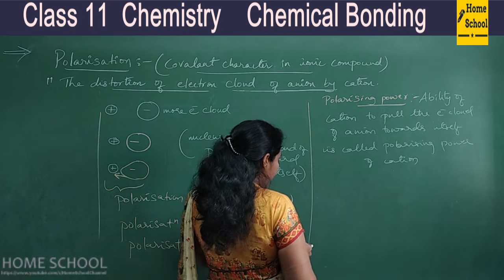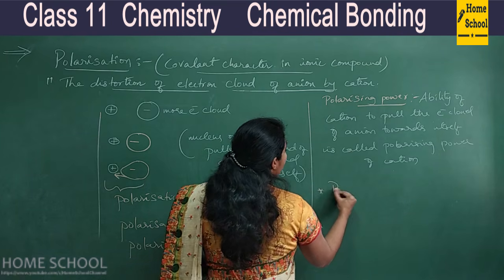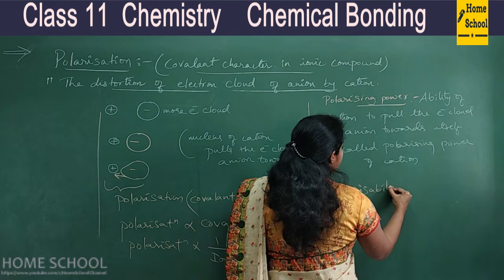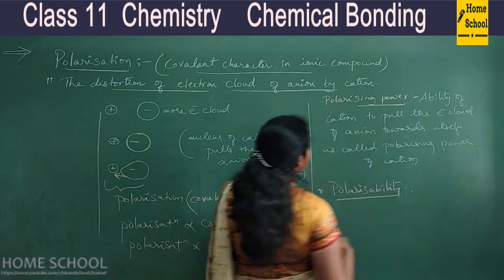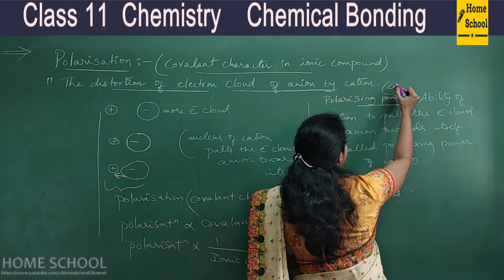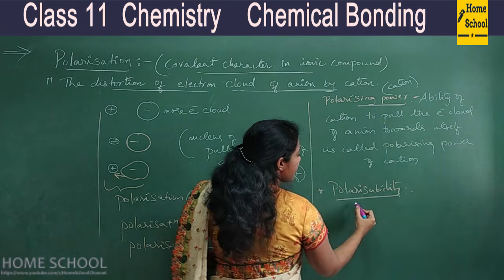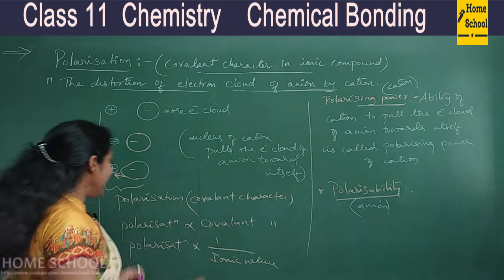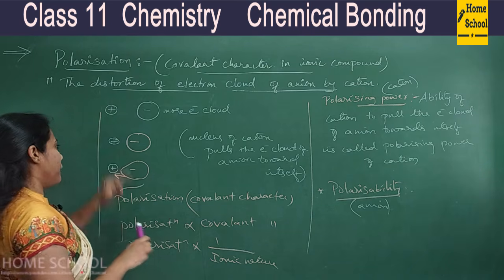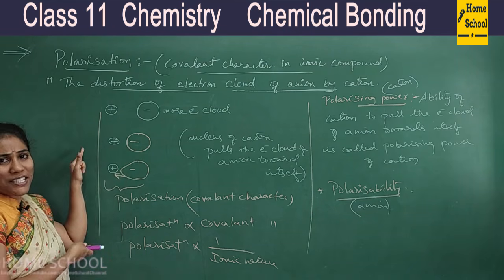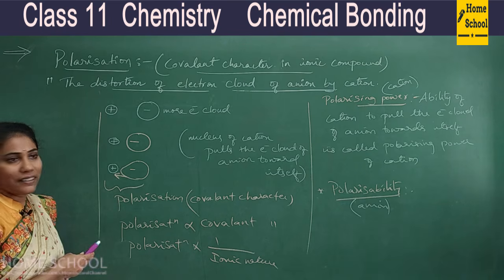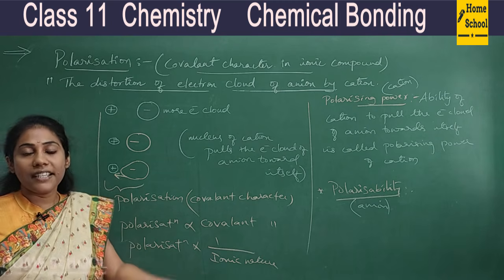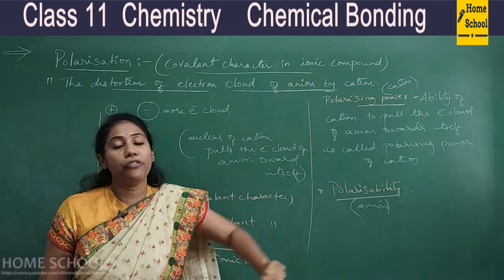And coming to another term that we have to concentrate on, that is polarizability. So what do you mean by polarizability? Polarizing power is related to the cation, and polarizability is related to the anion. See, to what extent the electron cloud is going. If the cation is pulling, the anion must go, no? Only then the distortion takes place, right? So the capacity of the anion to go towards the cation is called polarizability of the anion.